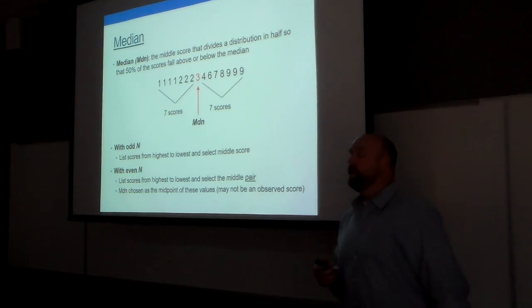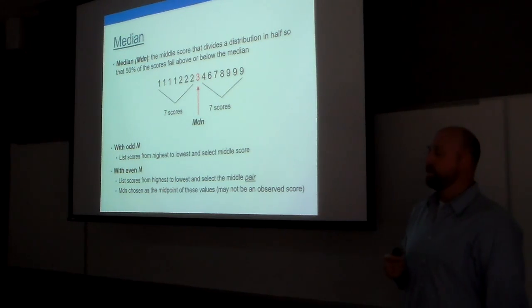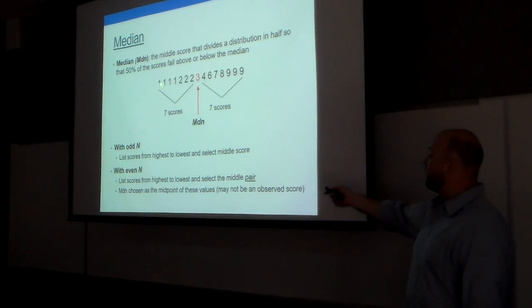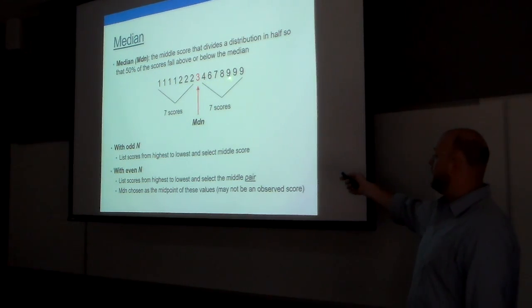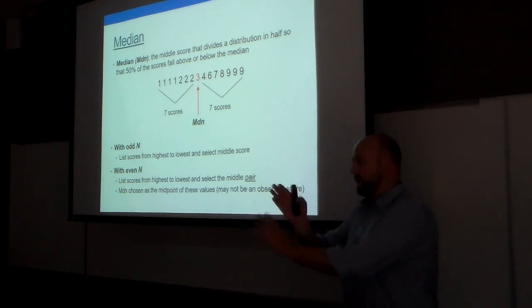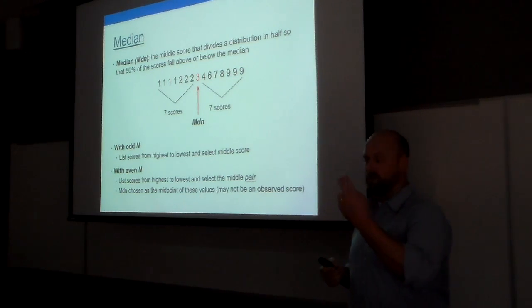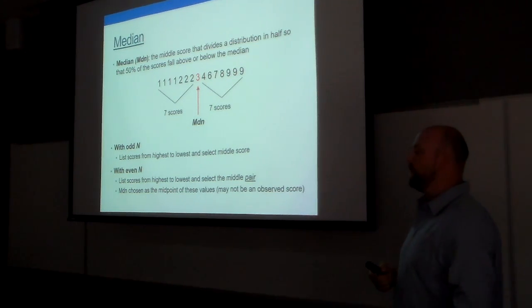So again, with an even number of scores, your median might not be an observed score. But if my scores were 1, 1, 1, 2, 2, 2, 2, 2, 2, 2, 2, 2, 5, 6, 7, then it would still be 2, because the middle pair is going to be 2, and the midpoint between 2 and 2 is 2, right? So that's just calculating your median there.